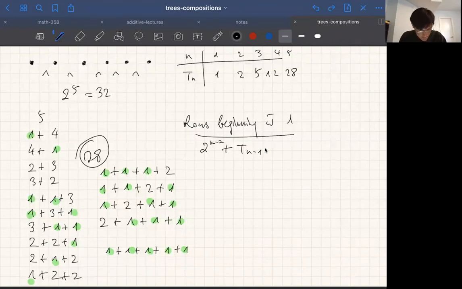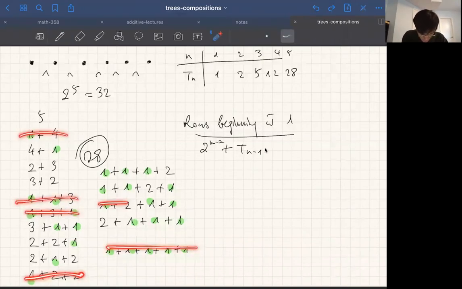This is called a stars and bars argument, or dots and lines, another way of doing it. Now let's try to count the other ones, the rows without a 1. So we can cross all these out. Now, what's the problem? This is a bit harder to count. I don't really see the pattern.